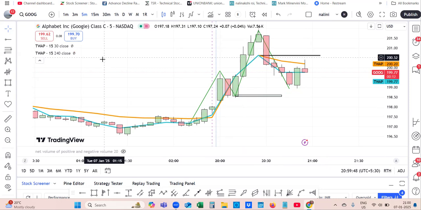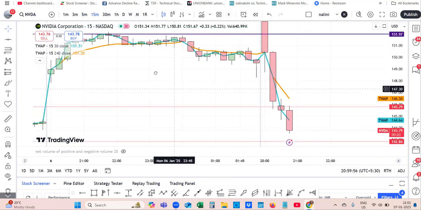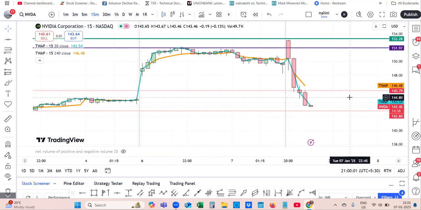Let me check for another stock. Meanwhile, I'll go to another stock. Let it run like that. We'll go and see what had happened to this, NVIDIA, on the live market.